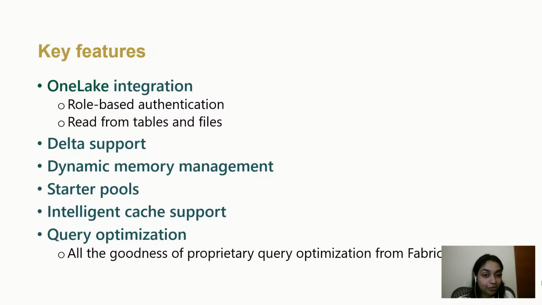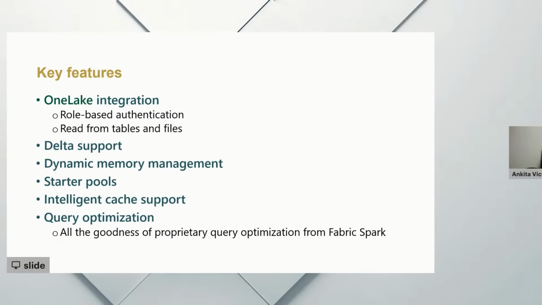One lake integration: we have integrated Velox and Gluten with one lake. This means that you can read data from your files and from your tables. It is integrated with role-based access and Entra ID authentication, so all of your existing permissions will be applied as is, and you will be able to read from lakehouses in your workspace. Delta support. Delta is sort of the champion of Fabric.